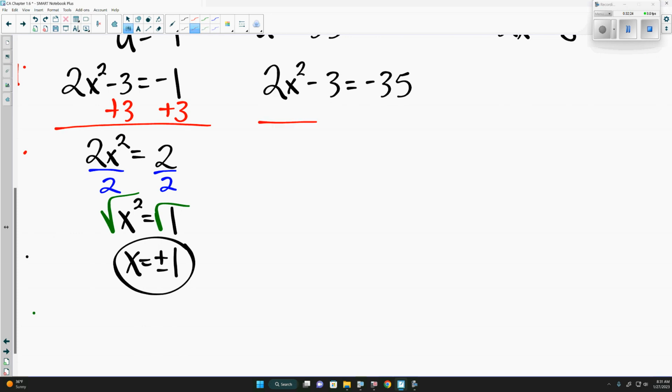Let's look at the other one. So here we would add 3 to both sides, telling us that 2x squared is equal to -32.